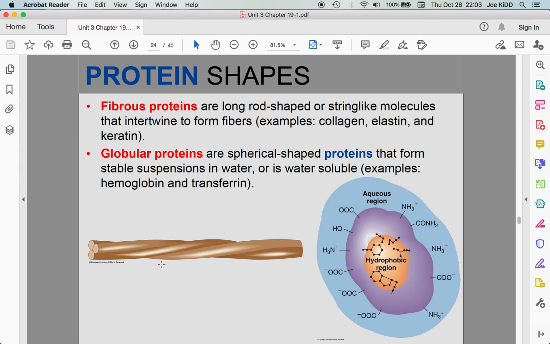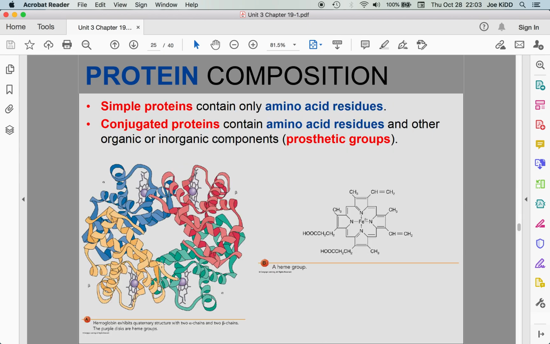Globular proteins, on the other hand, are typically going to be like these blobs. Literally, that's what they are. Now they have pockets and crevices where important things happen that we'll talk about, especially when we get into enzymes. But they aren't as structured, and they're not nearly as rigid.